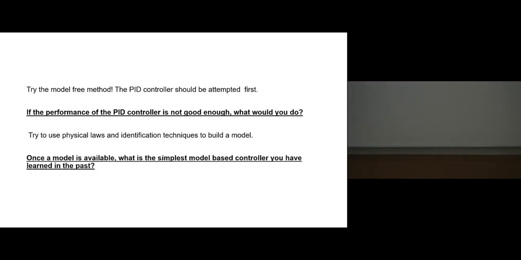Right now, there are also some approaches called data-driven control, right? They don't need the model, they can do it. But that's not the subject today. So normally we need a model. So you are going to use physical laws and identification techniques to build a model. Once a model is available, what's the simplest model-based controller you have learned in the past?